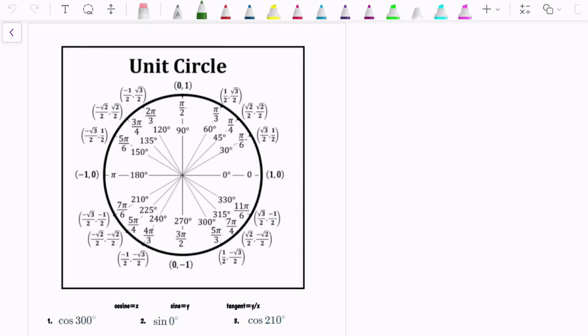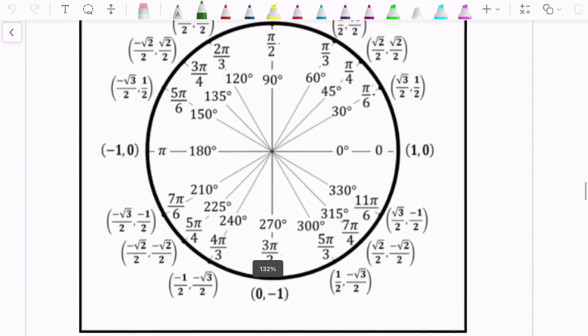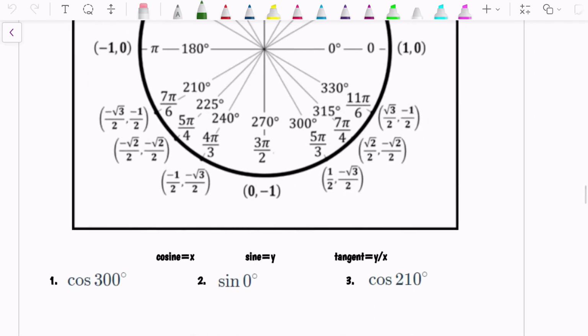This video is going to go over how to use the unit circle to find sine, cosine, and tangent of different angles. So what you need to know is that the cosine is the x value when looking at the unit circle, the sine is the y value, and tangent is y divided by x. So let's find some values.